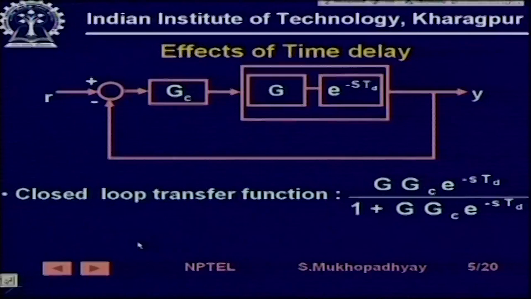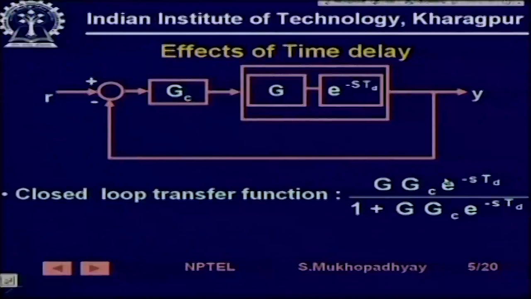First of all, let us notice that in the steady state, how can you get the DC or steady state transfer function? In most cases, not all cases, you can get the steady state behavior by setting S equal to 0. So if we set S equal to 0, irrespective of the time delay, this transfer function will become GGC by 1 plus GGC. So the steady state transfer function is not affected by delay, right? This is the message, that in steady state delay has no effect.